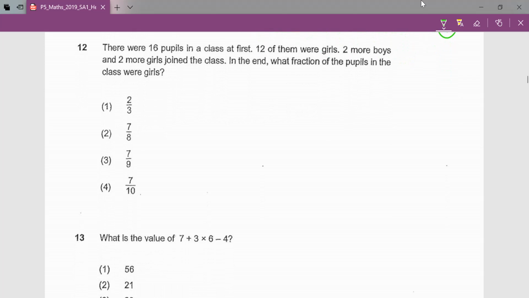There were 16 pupils in the class. At first, 12 of them are girls. 2 more boys and 2 more girls joined the class. In the end, what fraction of the pupils in the class were girls?